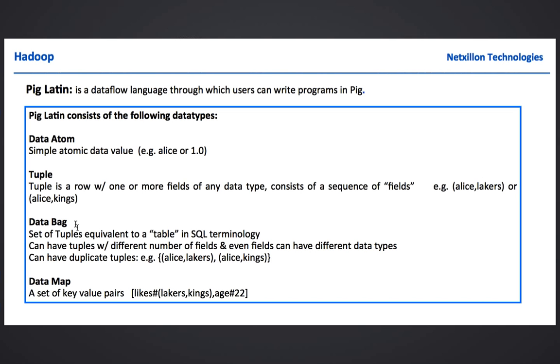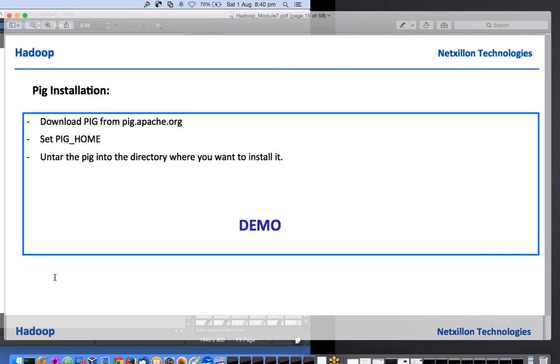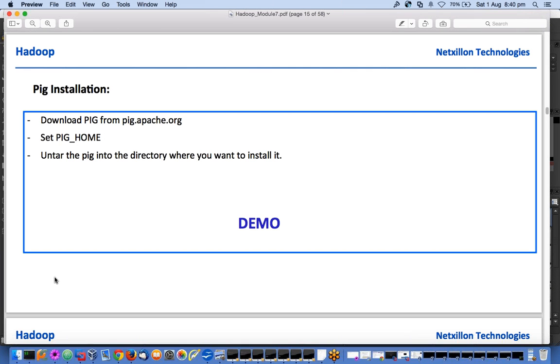It could be a data bag. A data bag is a collection of tuples, a bag inside which you can have multiple tuples. Or it can be a data map. A data map is a key value pair, similar to a hash map we have in Perl and others, where you have a key and you have a value. So I will show you some examples, it will be more clear for you. Let's go back to the system and look at Pig installation, and I will show you a few examples.